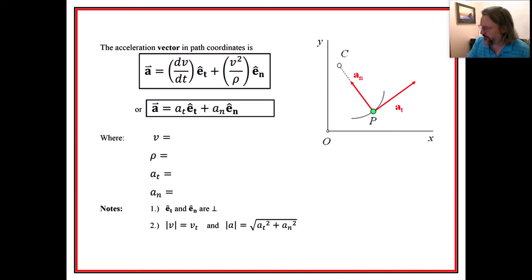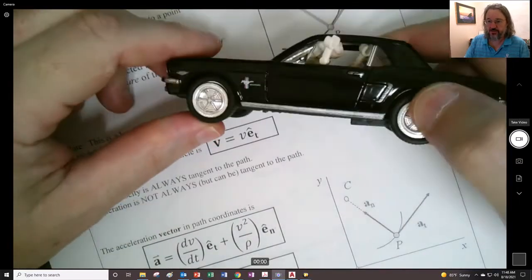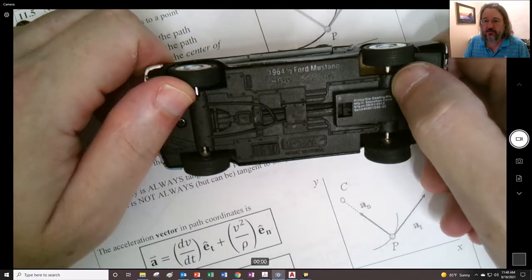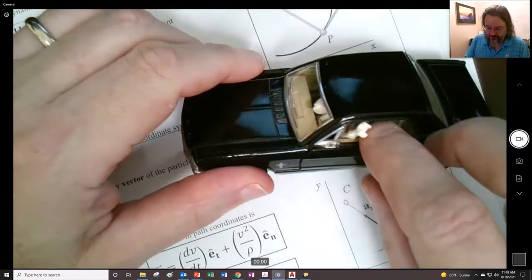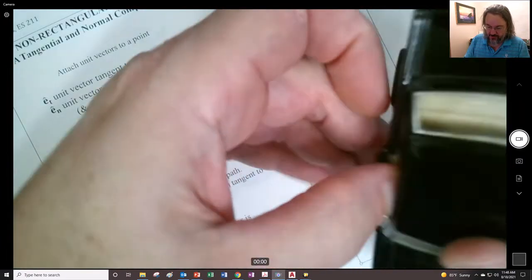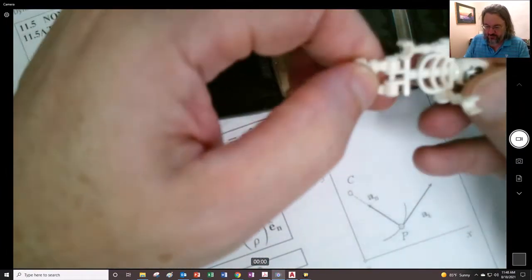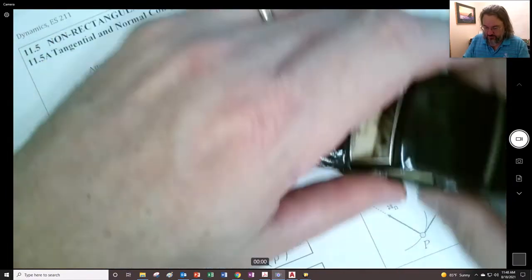And let me find my little die-cast Mustang. It helps me to explain things. Okay, so we have our little die-cast Mustang right there. It's a 1964 and a half Ford Mustang. And we got a little dude inside. He's a little Lego skeleton guy. I think he's from the Pirates of the Caribbean skeleton Lego set. Anyway, he's inside, and he's going for a ride.